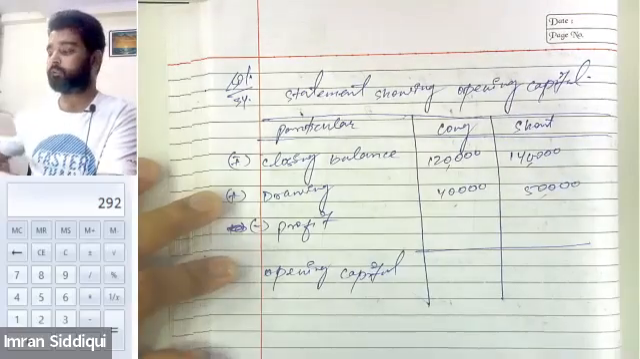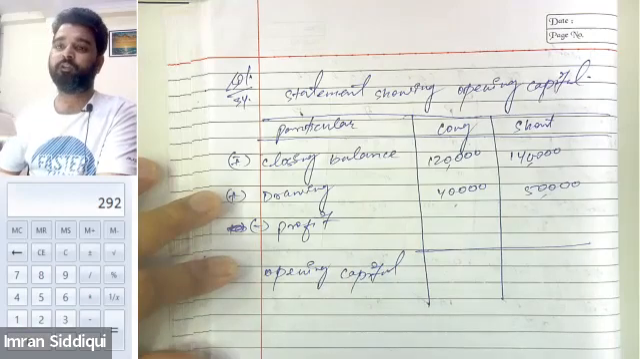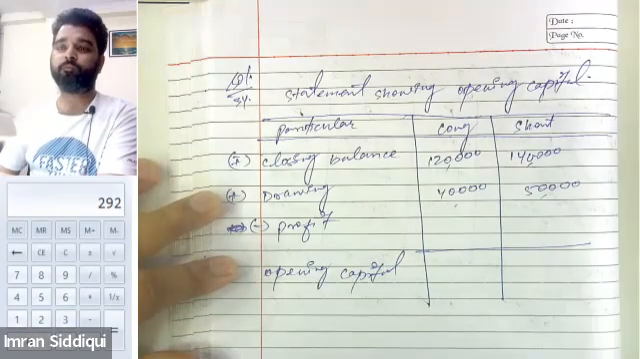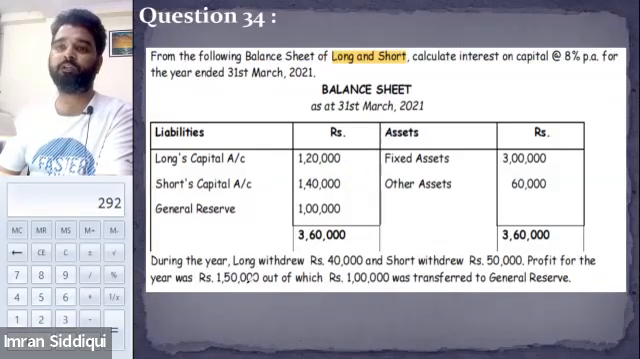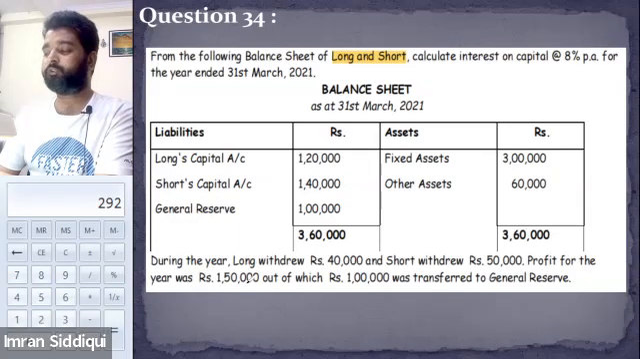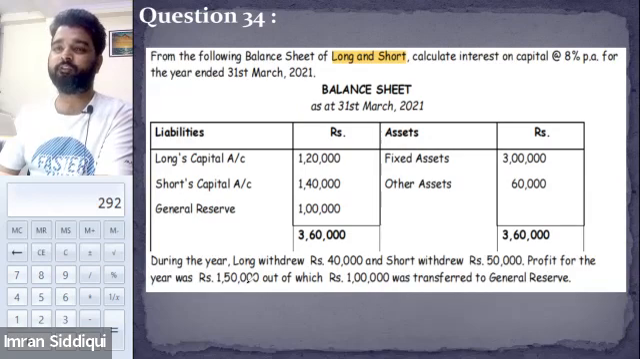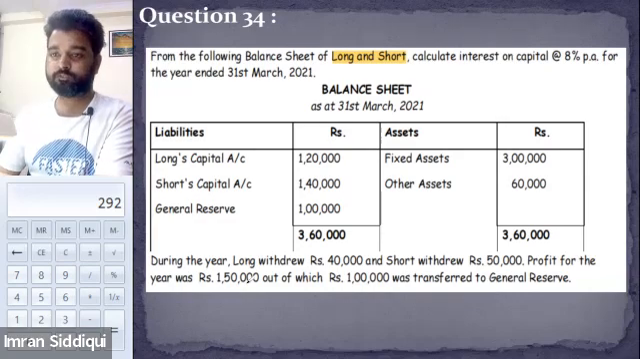Then subtracting the profit. Could any one of you tell me how much profit will be deducted from the closing capital? Is it 1,50,000, 1 lakh, or only 50,000? 50,000. Correct, that is right.